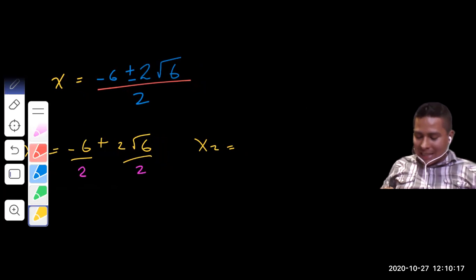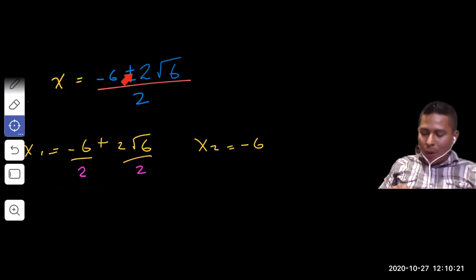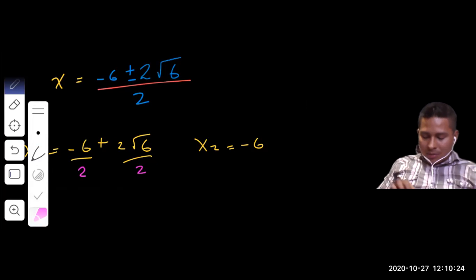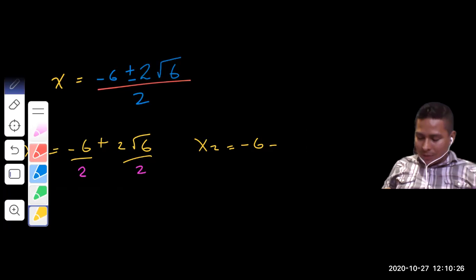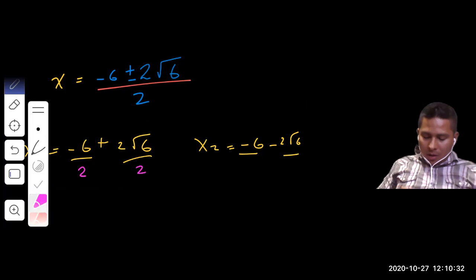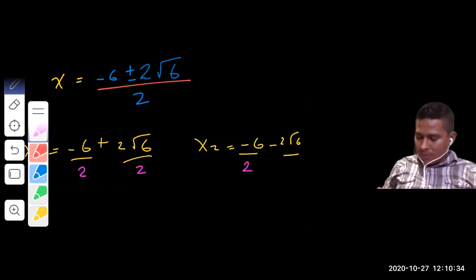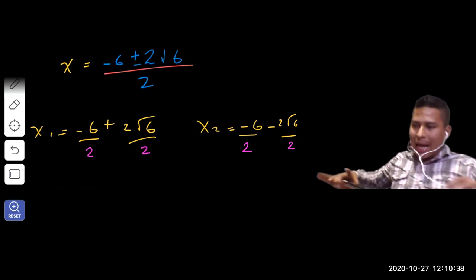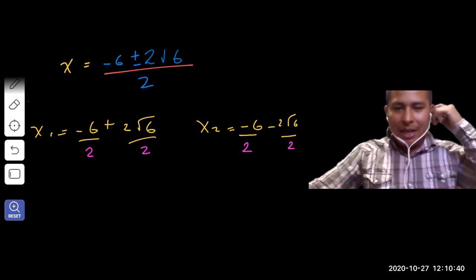And on the other side, the same, guys. Negative 6, we have already taken the positive, so we shall take the negative: negative 2 square root of 6, all over 2. I just broke this down. That's it, guys. Simplify that and just tell me the answer.